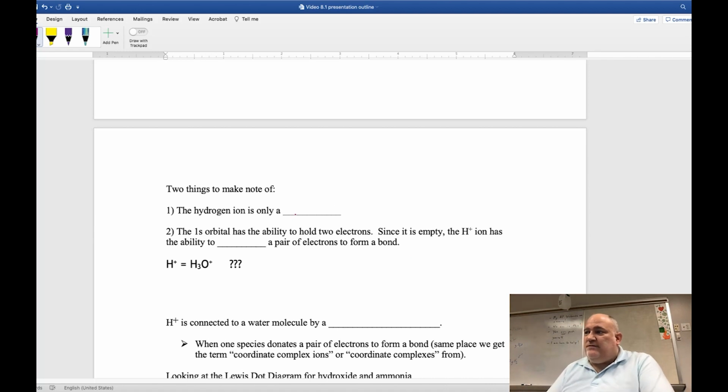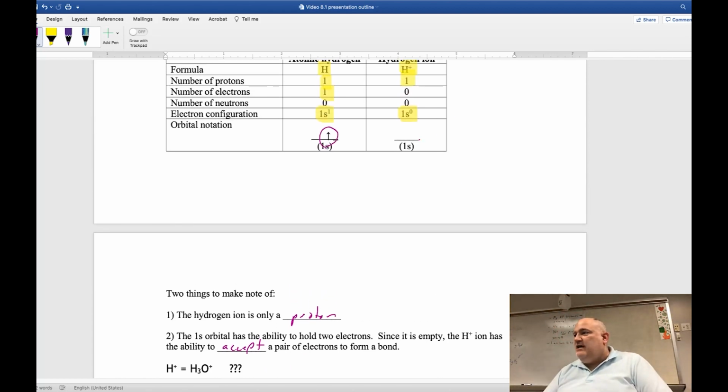So, two things to make note of. The hydrogen ion is only a proton, and the 1s orbital has the ability to hold two electrons. And since it's empty, the H plus ion has the ability to accept a pair of electrons. So it can actually take two electrons in this orbital, because it makes sense. There are two spots here where it can accept electrons. And normally whenever you're forming a covalent bond, you have one atom give an electron, another atom give an electron, and they share. But there's a different type of bond, which we're going to talk about right now.